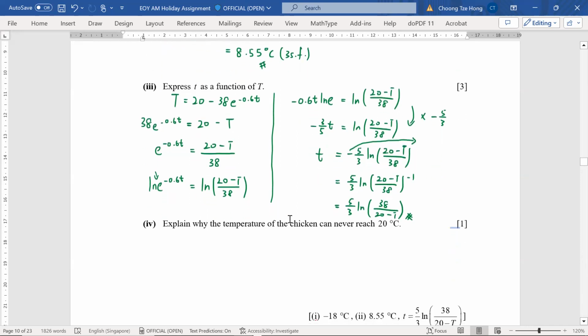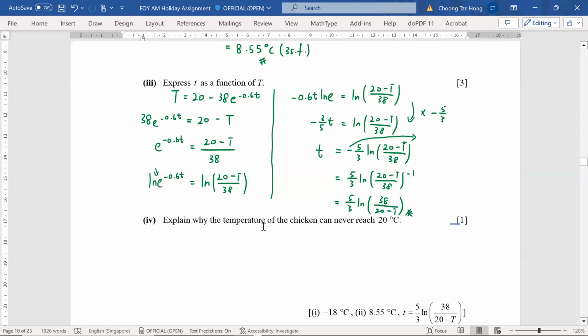Next part, the last part of the question. Explain why the temperature of the chicken can never reach 20 degrees Celsius. So this is a rather unusual question, not the typical question that you find. But always observe what we have and then work from there. The temperature of the chicken is big T. They're asking you why big T can never be 20 or more.